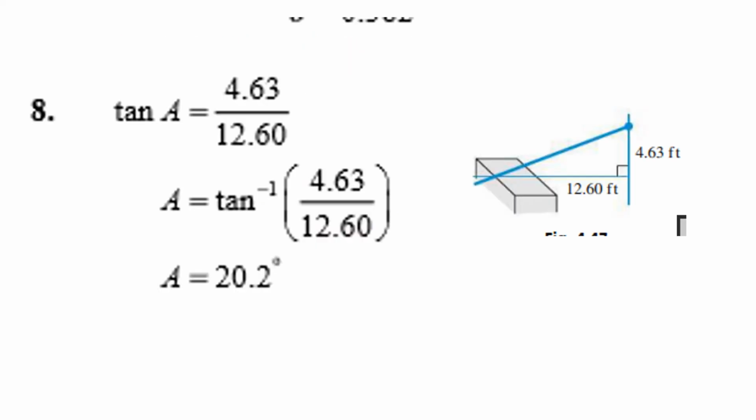Not too bad, really. The tangent of A has to be the opposite over the adjacent. And so A is going to be the inverse tangent of that ratio, and your book should tell you that that is 20.2 degrees.